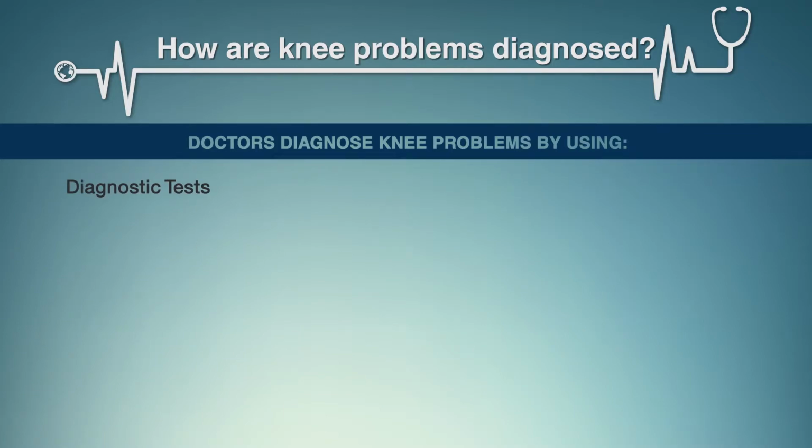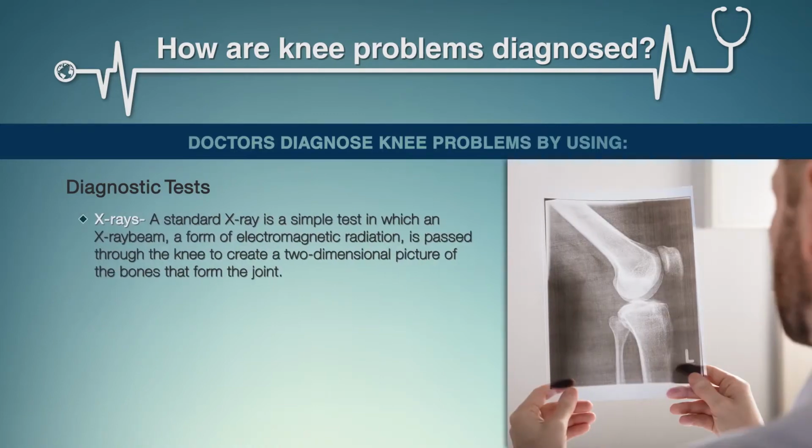There are many different types of imaging tests that can be used to diagnose knee problems, the most common being an X-ray. A standard X-ray is a simple test in which an X-ray beam, a form of electromagnetic radiation, is passed through the knee to create a two-dimensional picture of the bones that form the joint. The doctor can use X-rays to view joint alignment. Problems with alignment can cause or worsen arthritis-related changes in the joint. Joint space. Narrowing of the space between the 2 bones, which are normally covered by cartilage, can be a sign of arthritis and its severity. Bone spurs. Bony overgrowths at the joint are a sign of osteoarthritis. Fractures. Anything from a thin crack in the bone to a complete break can be seen.